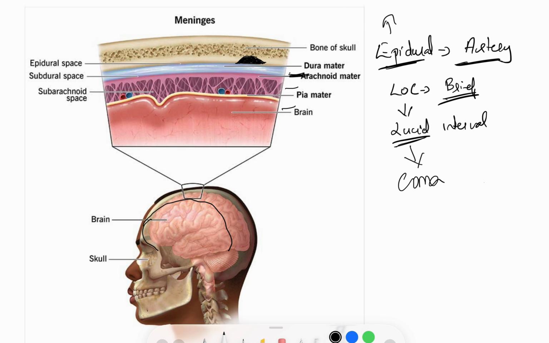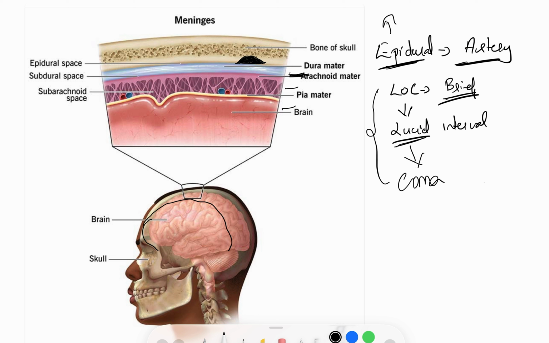Okay, so once the patient has an epidural hematoma, this is going to be very, very important for your exams. So you can ask a question. The patient had a head injury and got admitted to the hospital. Initially, the family reported that the patient had initially loss of consciousness, but the patient was all right after that.